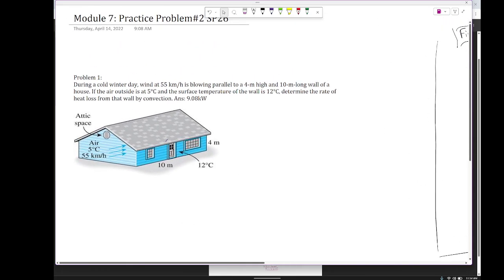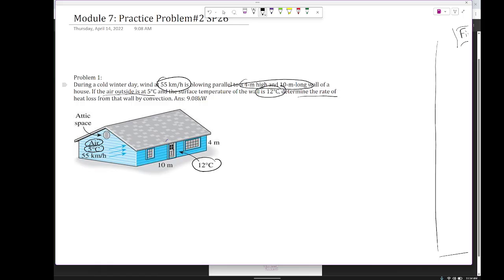All right. So during a cold winter day, wind at 55 kilometers per hour is blowing parallel to a 4-meter high and 10-meter long wall in a house. If the air outside is 5 degrees Celsius, and the surface temperature of the wall is 12 degrees Celsius, determine the rate of heat loss from the wall by convection.